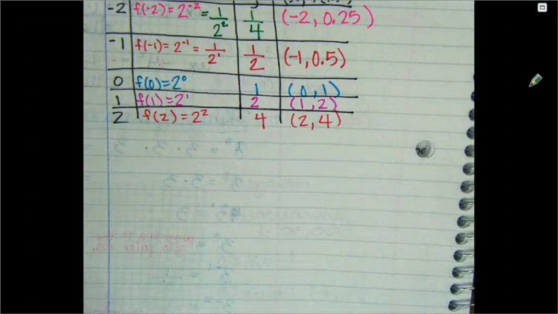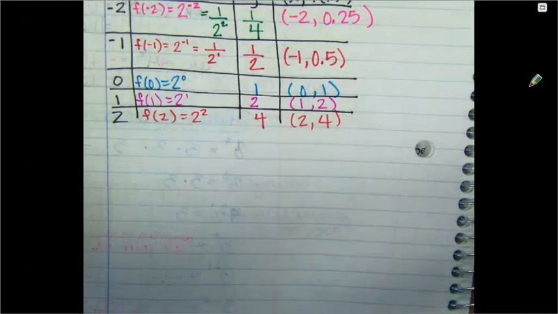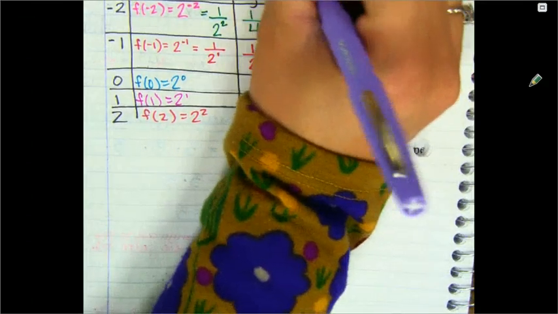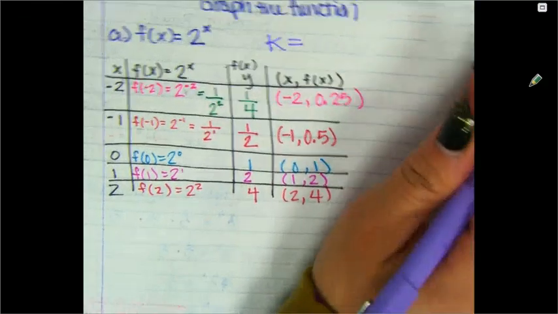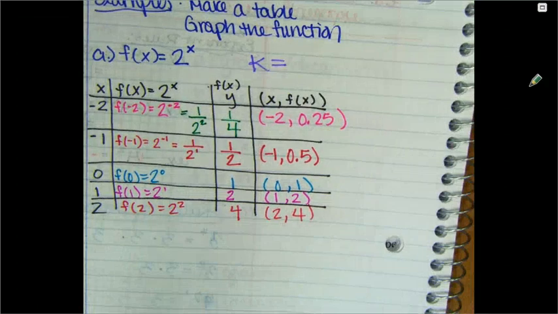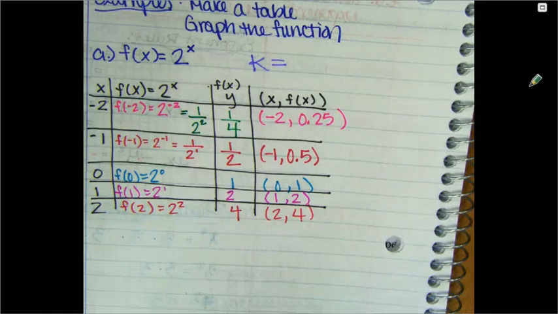We good? Questions? All right, what are we going to do next? We're going to graph it. Before we graph it, can you tell me where your asymptote is? Where's your k? What is k going to equal, guys? What's k, guys? Your stopping line, your asymptote. What is my asymptote?